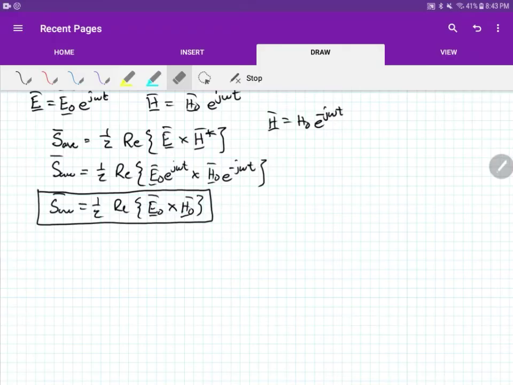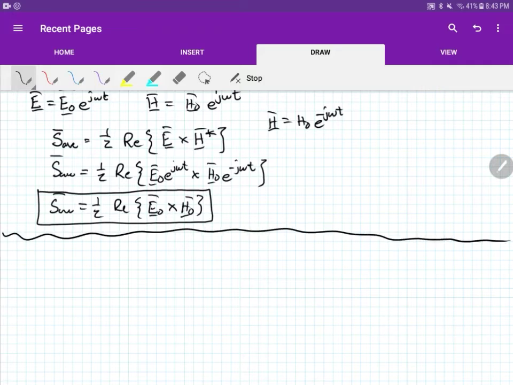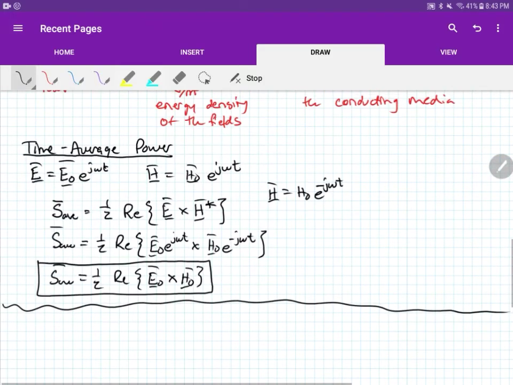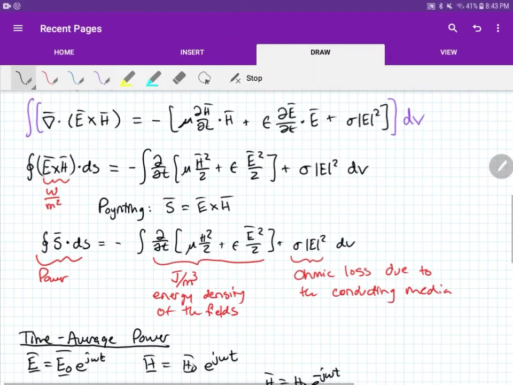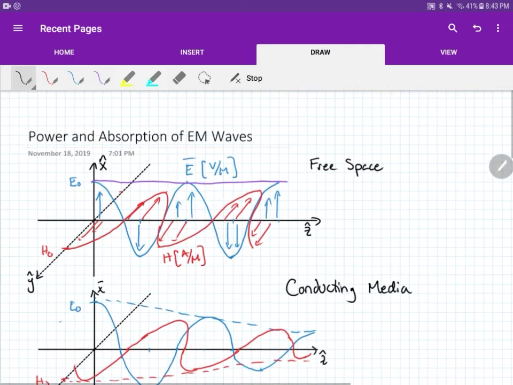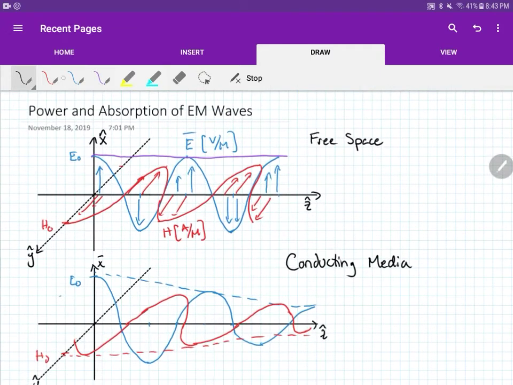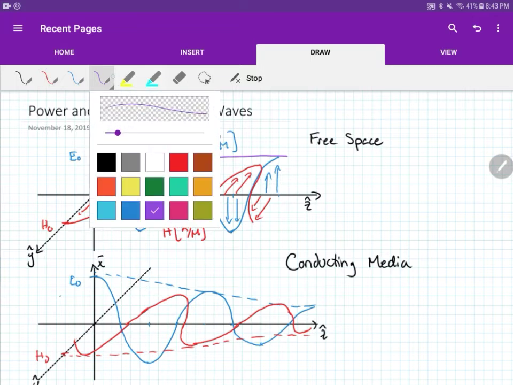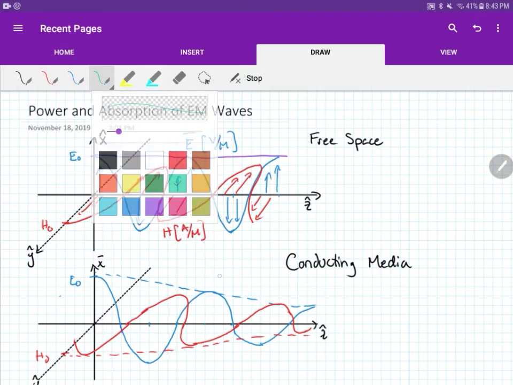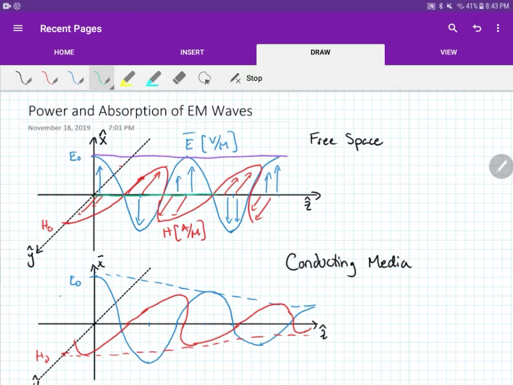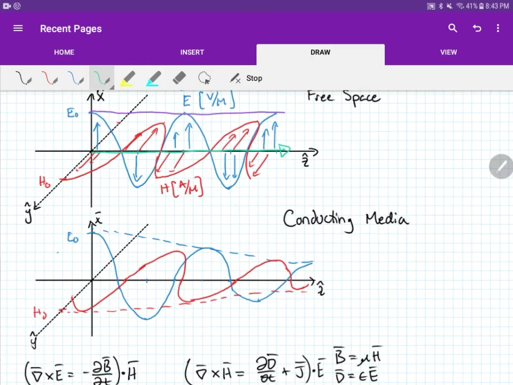All right, so now that we have an understanding of how power is defined, I'm just going to quickly go back. If you look at this S vector, it is defined as E cross H. So if we go back to these graphs, we can see that E cross H, the Poynting vector, is going to point in the direction of propagation. So the Poynting vector is orthogonal to the E and H fields and points in the direction of propagation.